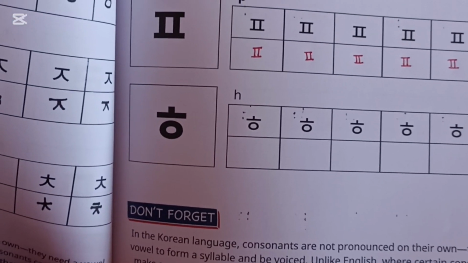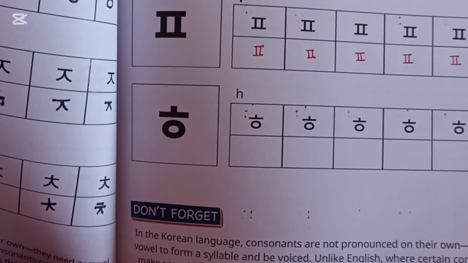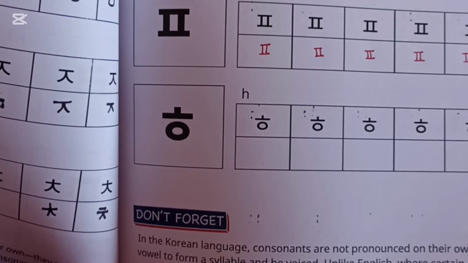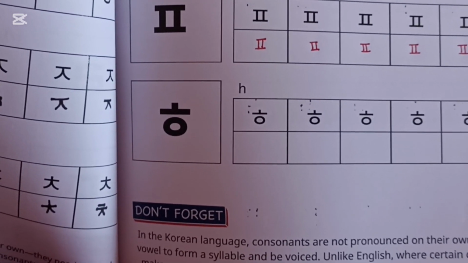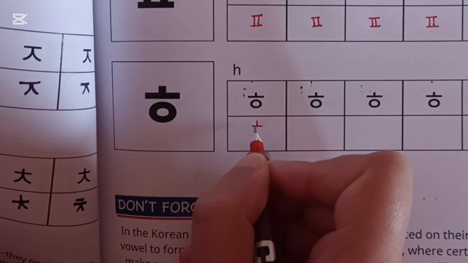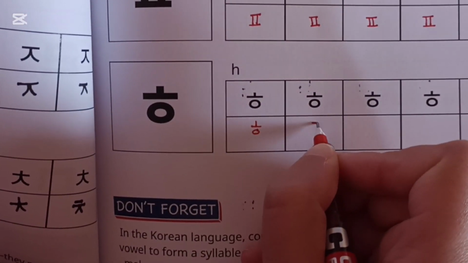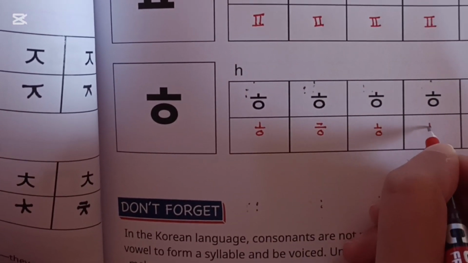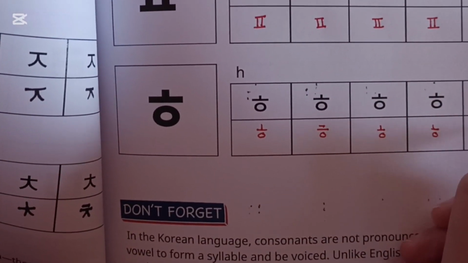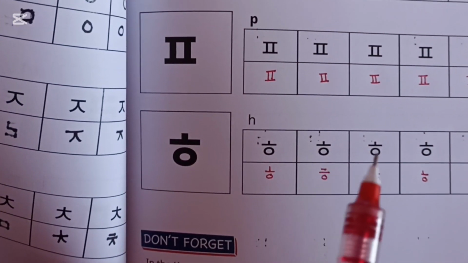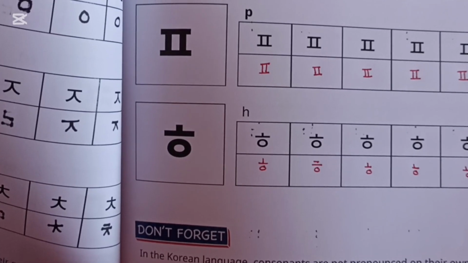Okay, now the last one of the 14 basic consonants, as we mentioned, is hieut, whose equivalent in English is H. This one is really a pretty one, and sometimes you're gonna see it like this. Okay, now we have finished the 14 basic consonants.